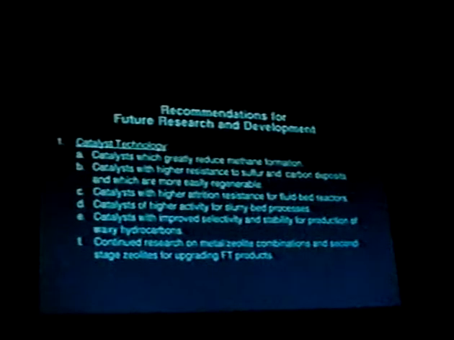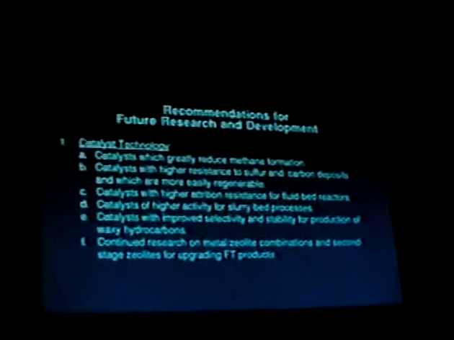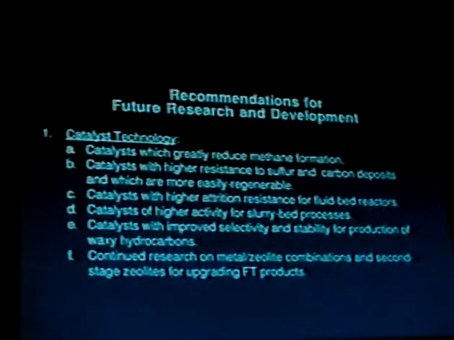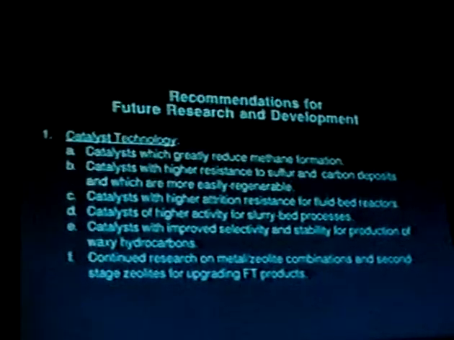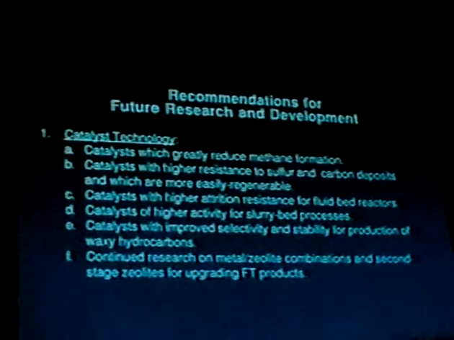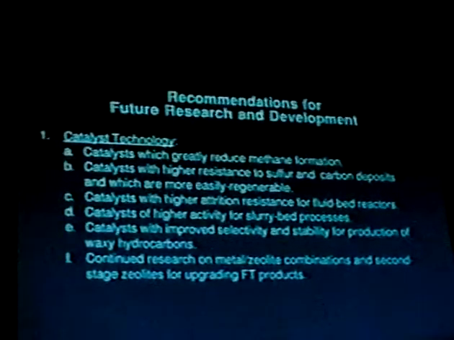Well, there were a number of recommendations that I had in my paper for future catalyst, reactor, and process developments. I think that because my time's up, I will skip those, and if any of you are interested in reading those, just send me a note.